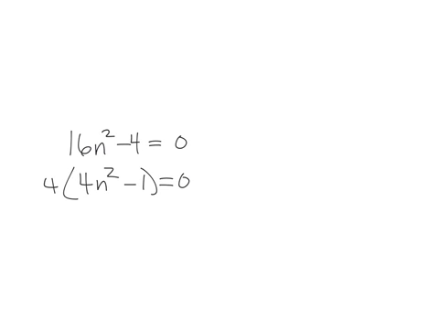So here we're going to factor out our common term, which happens to be 4. I'm going to factor that out, and I get 4 times n squared minus 1 is equal to 0. And this, we're going to use the box.